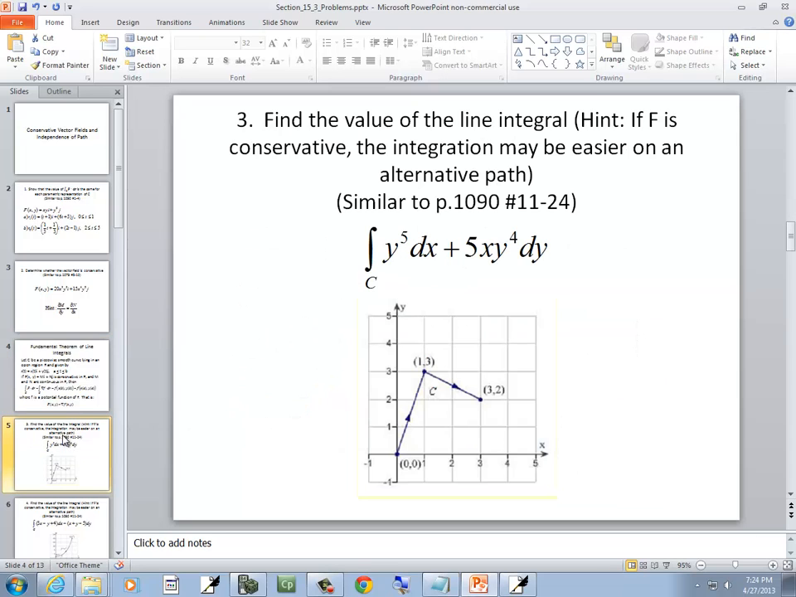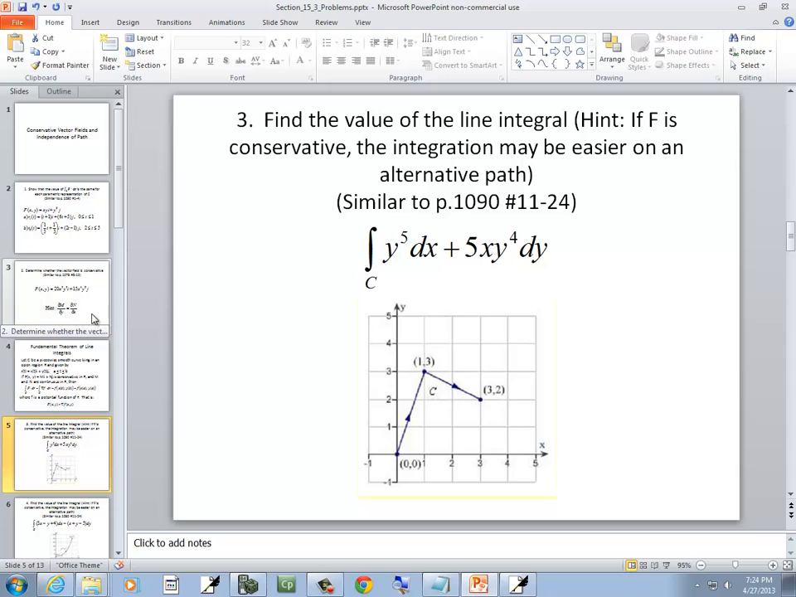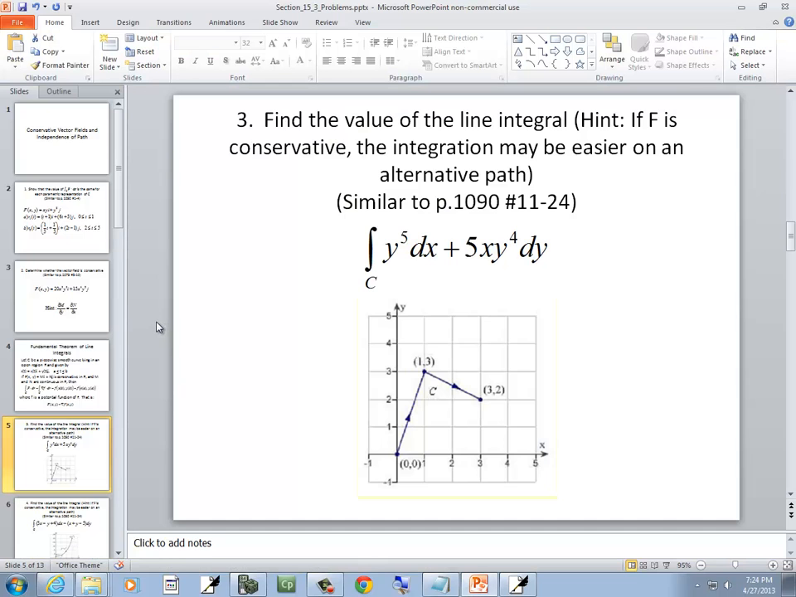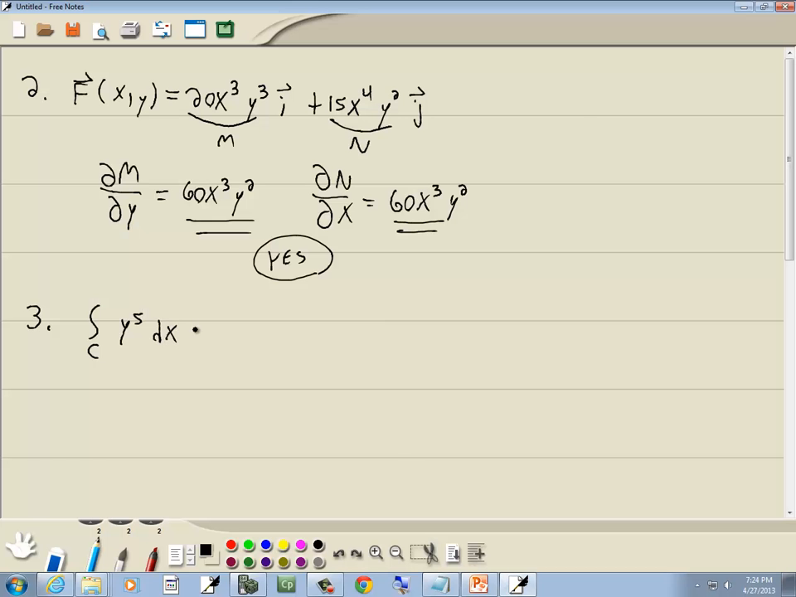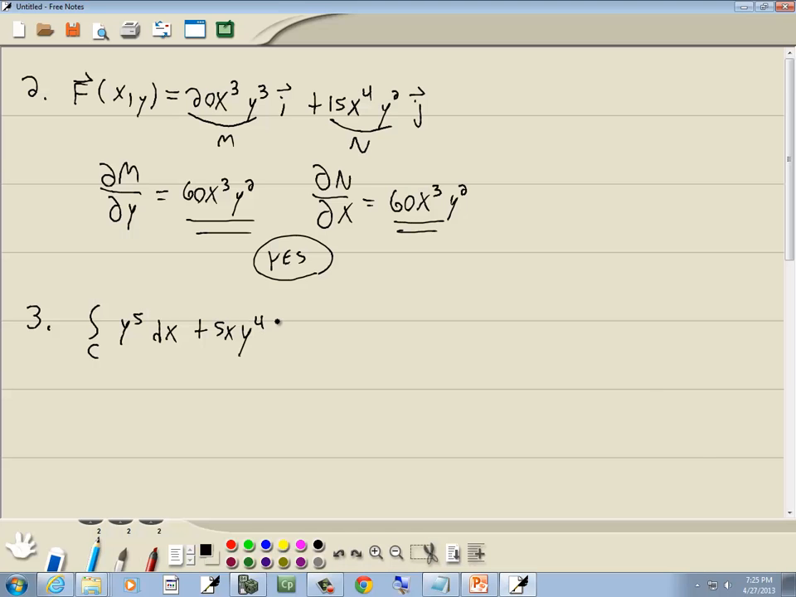Okay, well, let's see this in action. And I think you'll appreciate the simplicity of it. Okay, so we got y to the fifth dx plus 5x y to the fourth dy. This is in differential form.